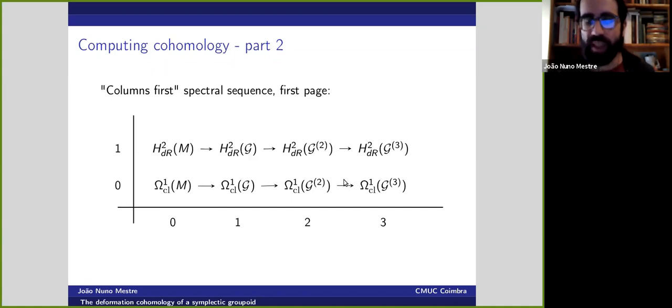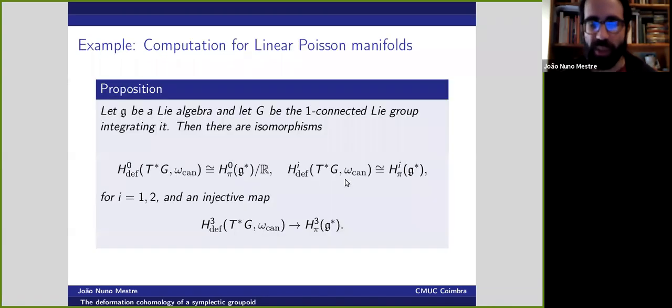And I'm not claiming that this can be easy to compute in all cases, but there's a case in which it is, which is for linear Poisson manifolds. So for a linear Poisson manifold, if G is the connected Lie group integrating the Lie algebra 𝔤, then we can show that there are isomorphisms between the deformation cohomology of the symplectic groupoid T*G and the Poisson cohomology of the base.